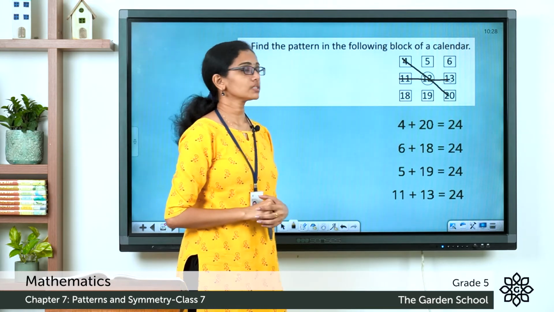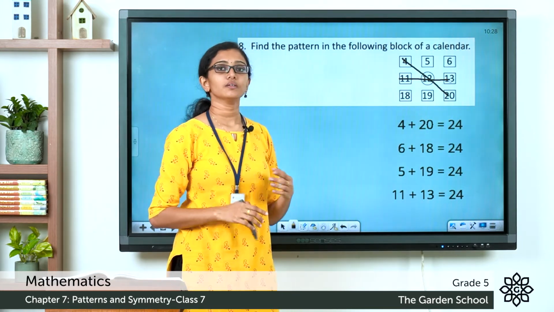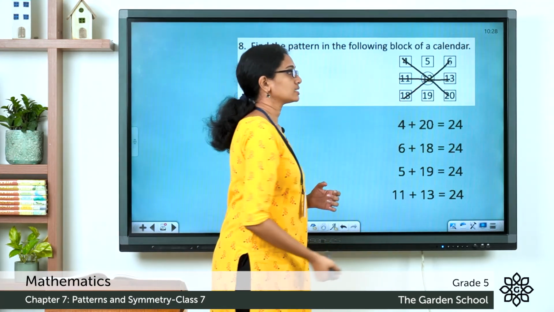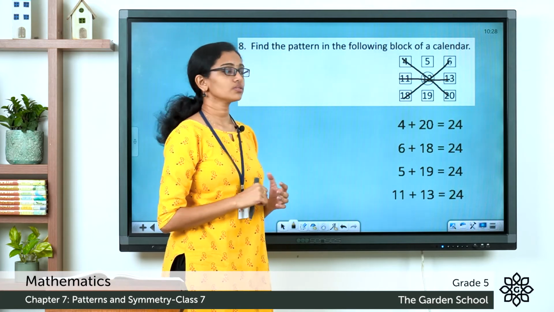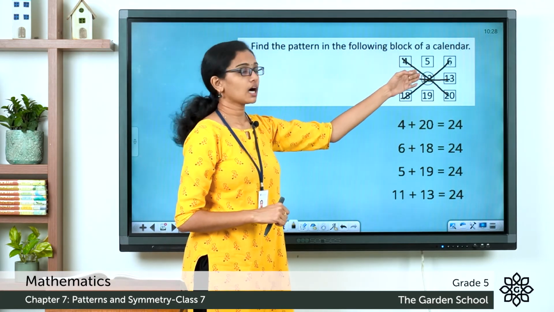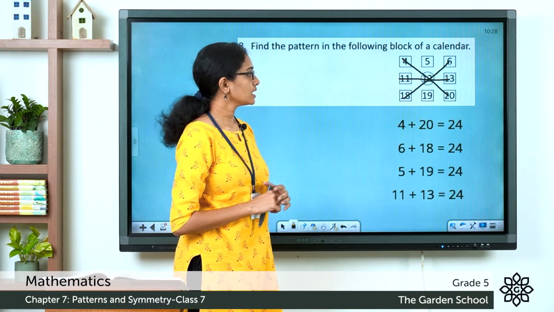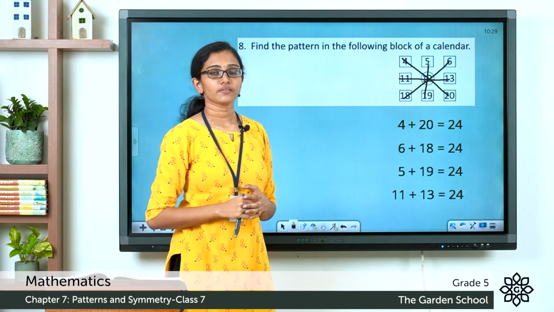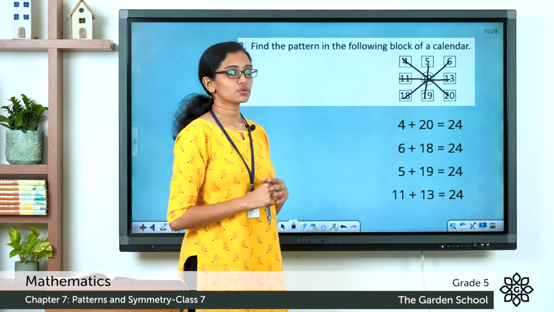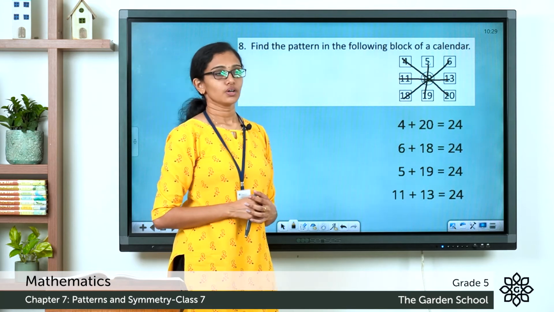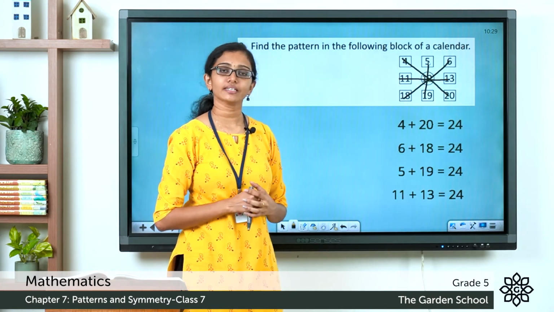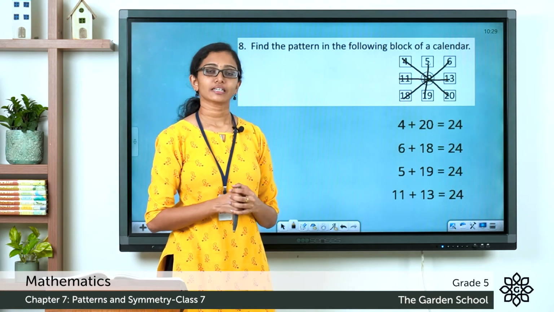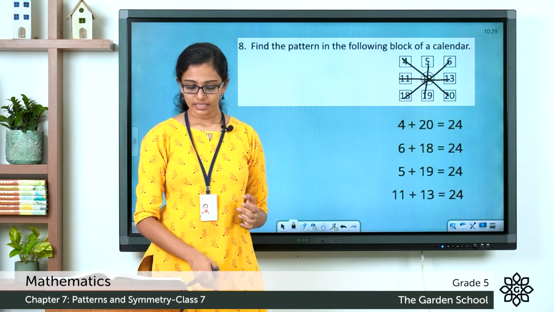Now the next number 11, and the opposite number is 13. 11 plus 13 is also 24. In the middle you have 12, which is the half of 24. And the next number 18, and the diagonally opposite number is 6. 18 plus 6 is also 24. 12, the half of 24, is in the middle. Now the next number 19, and the opposite number is 5. 19 plus 5 is also 24. And in the middle you have 12, which is the half of 24. So we can see a pattern there. You can observe different patterns in the numbers written on a calendar. Now let's move on to the next question.